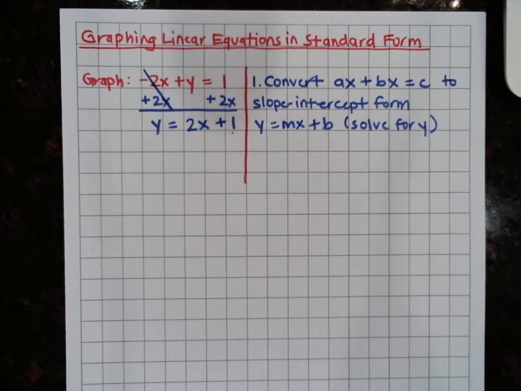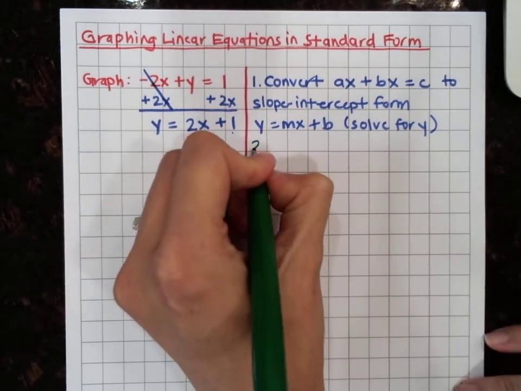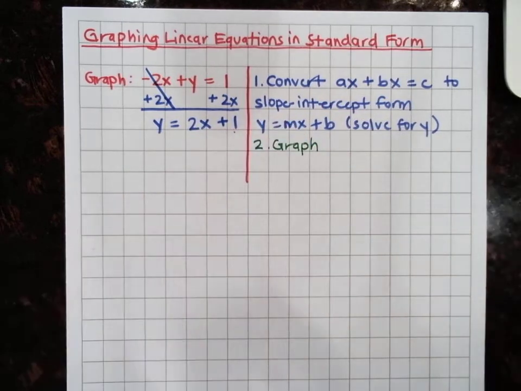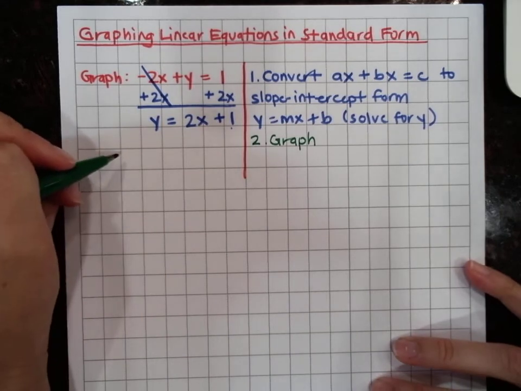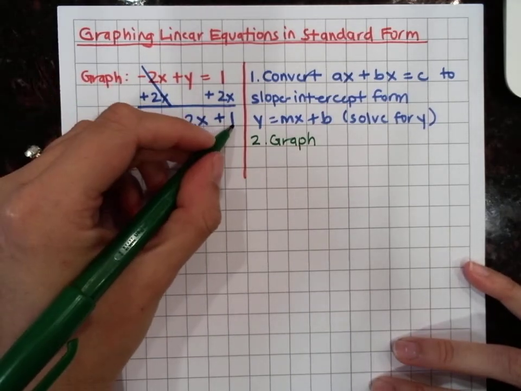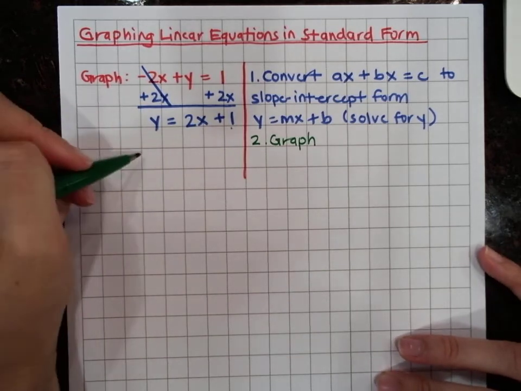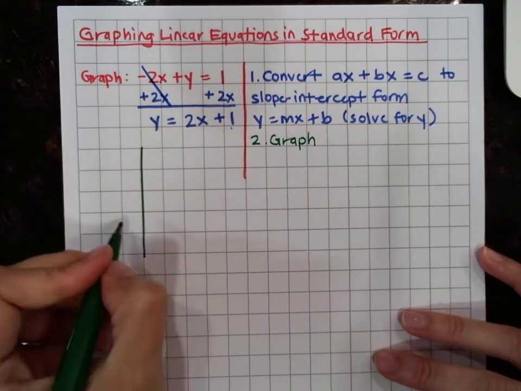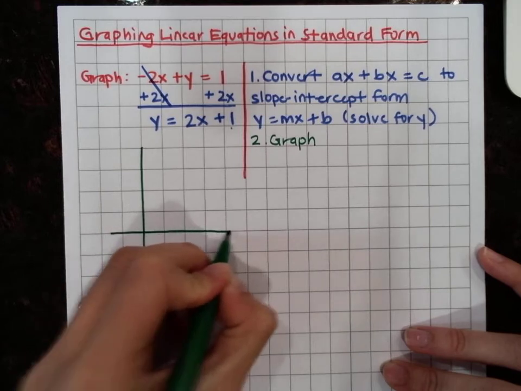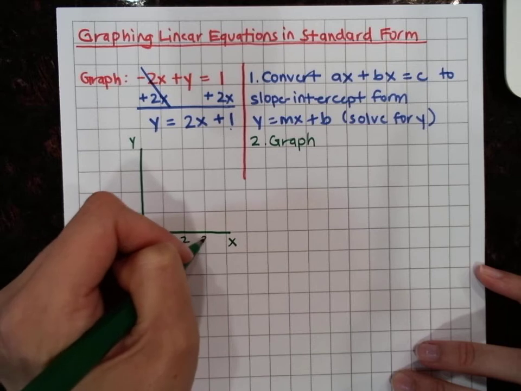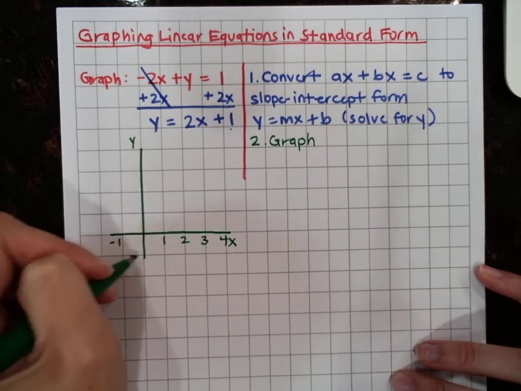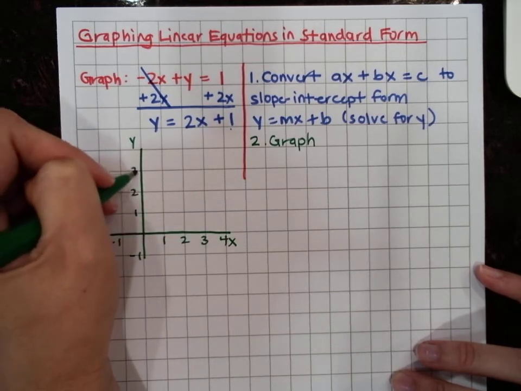Once we do that, we've done plenty of graphing in slope-intercept form, so now we are just going to graph. On your assignment, you'll be given a graph, but for our notes, we're going to have to sketch our own graph. We know that our y-intercept is going to be at positive 1, and then we have a positive 2 slope. Here's our x-axis, here's our y. We have 1, 2, 3, 4, negative 1 here, positive 1, 2, 3, 4.